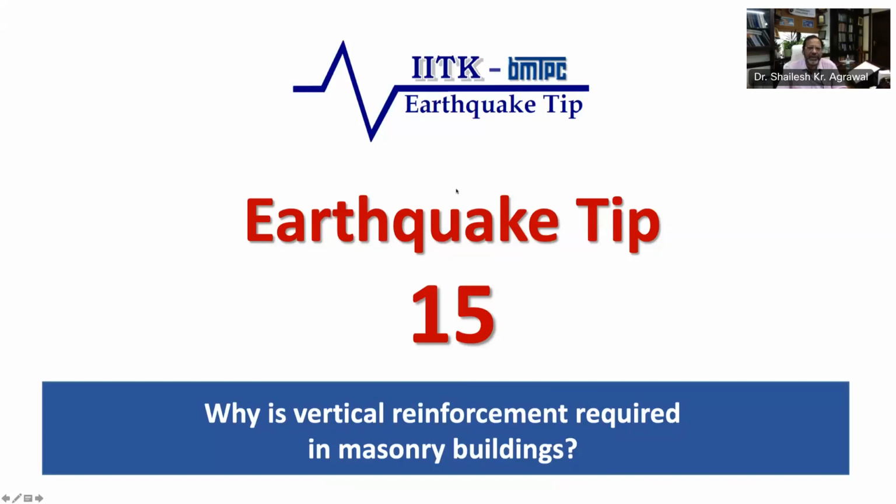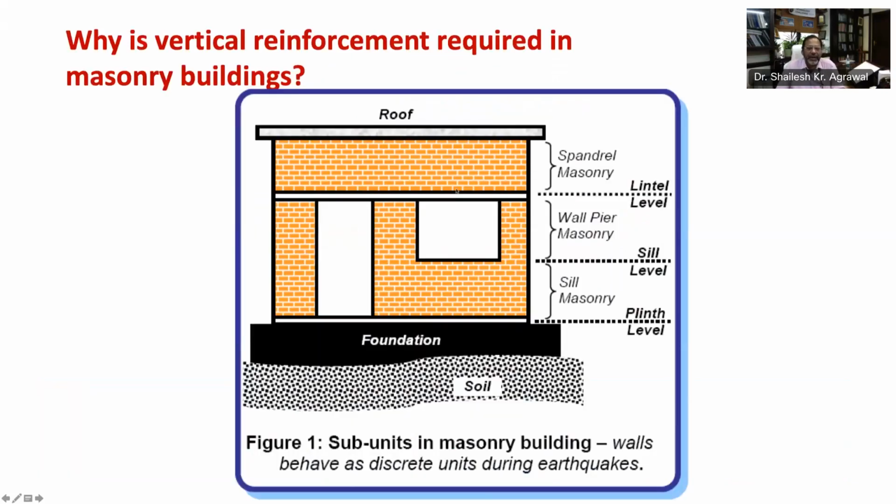This earthquake tip number 15 will explain yet another earthquake resistant measure for masonry buildings, that is vertical reinforcement, and why it is required in masonry buildings. You already know that horizontal bands are provided in masonry buildings to improve their earthquake performance. As you can see in this figure, these bands include plinth band at the plinth level, lintel band at the lintel level, and roof band at the roof level.